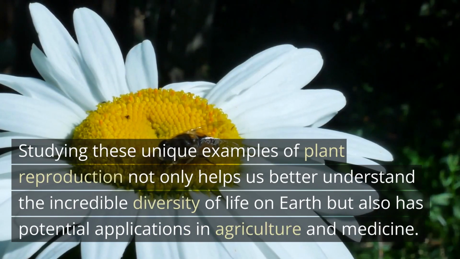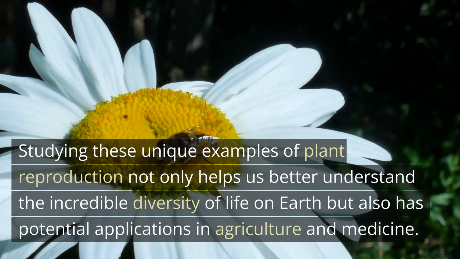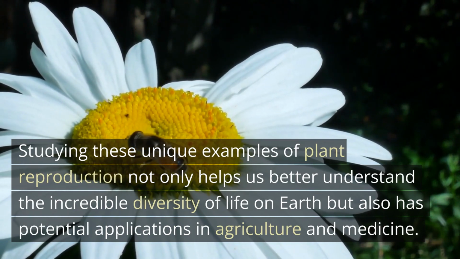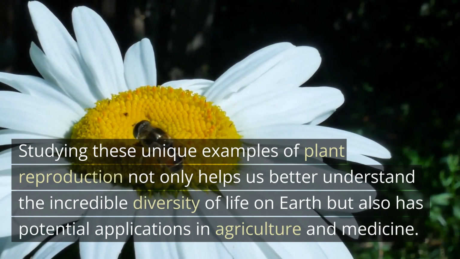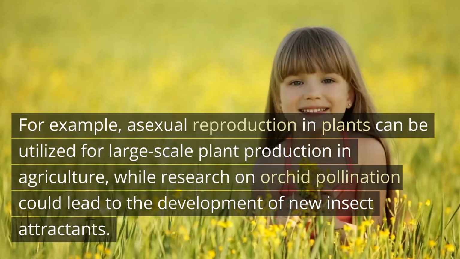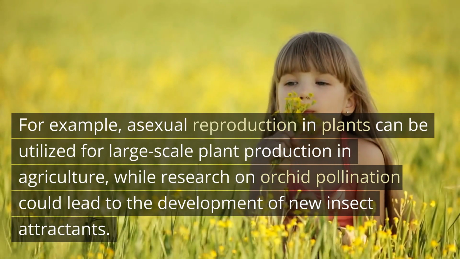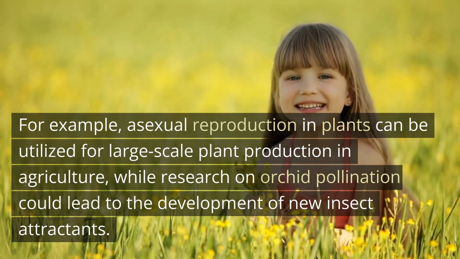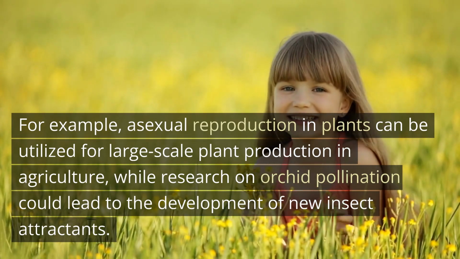Studying these unique examples of plant reproduction not only helps us better understand the incredible diversity of life on Earth but also has potential applications in agriculture and medicine. For example, asexual reproduction in plants can be utilized for large-scale plant production in agriculture, while research on orchid pollination could lead to the development of new insect attractants.